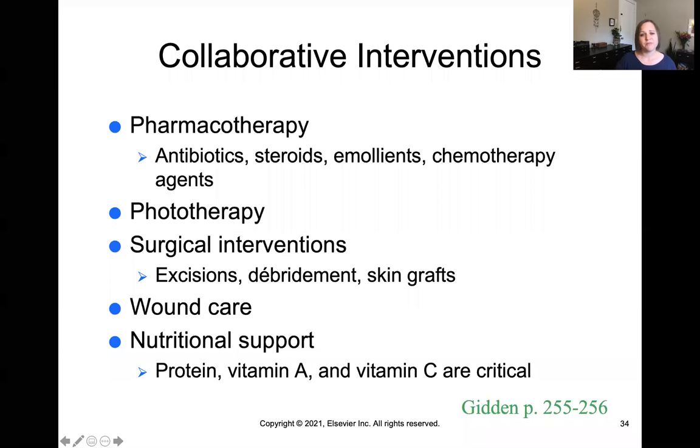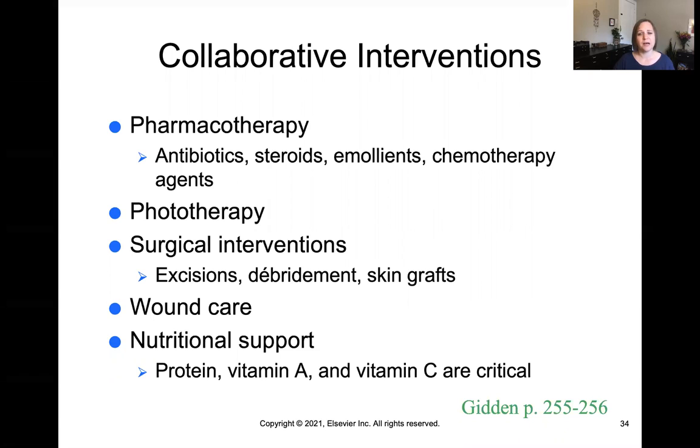Now, in terms of collaborative interventions, antibiotics to treat infections, steroids to treat inflammation, different creams, chemotherapy if it is a skin cancer. Phototherapy can be used for things like jaundice to break up the bilirubin in the skin. That's used for babies with jaundice. Surgical interventions, they can do things on wounds surgically to remove the area that is infected, or even do skin grafts to replace skin on areas that don't have skin on them.